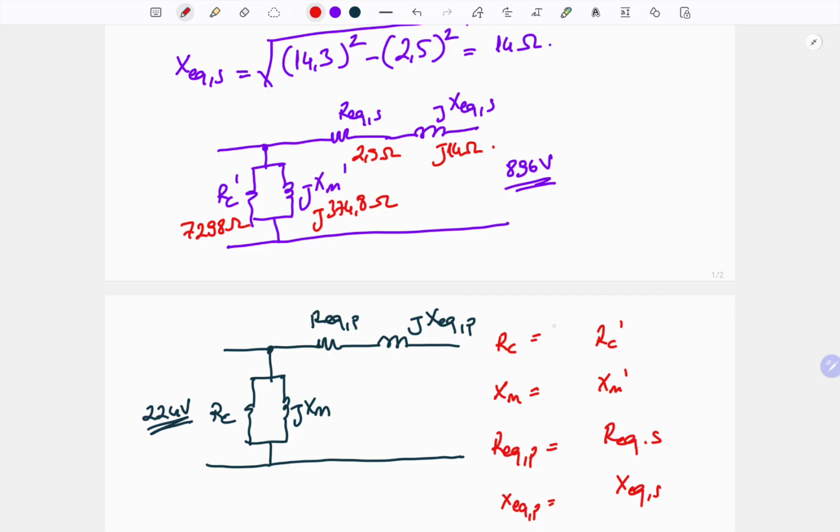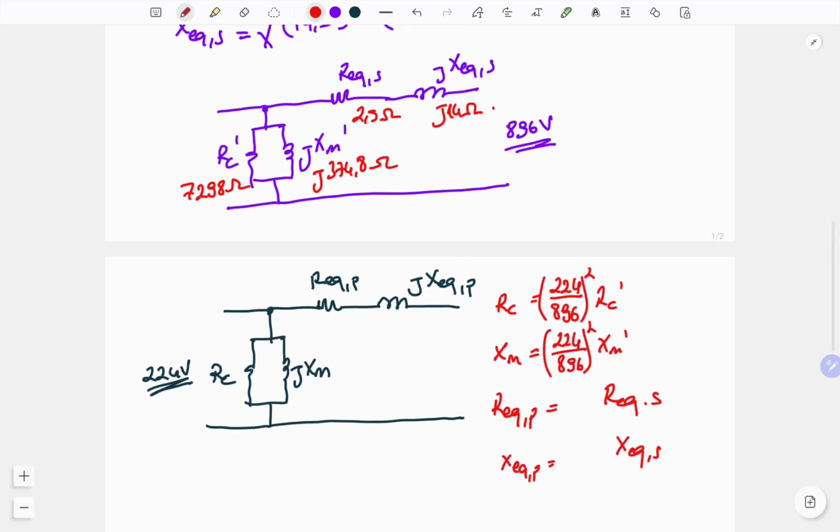What is A? 224 over 896 volts. So 224 over 896 volts for the A, which is the turn ratio. The square of it is equal to 0.25. So from here, we can calculate their values.